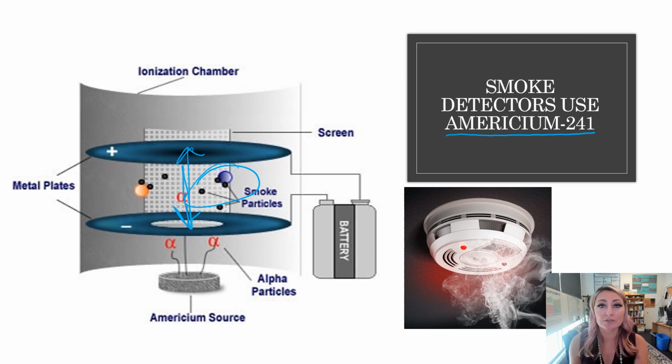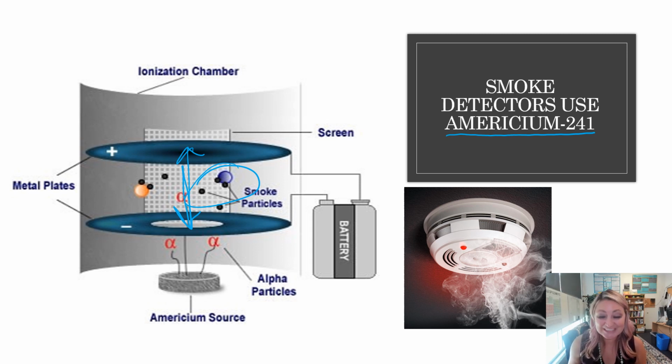Once that electric current is broken, sound is alarmed, and your smoke alarm goes off, which is kind of a neat application to think, wow, I have an alpha emitter in my house. And this is also just a great time to remind you to change out those batteries in your smoke detectors.